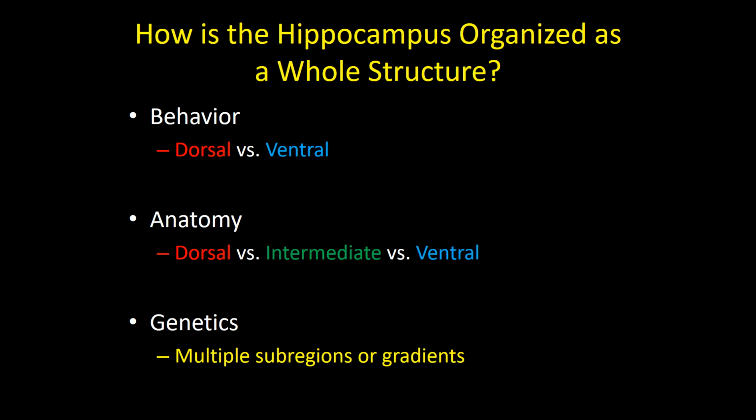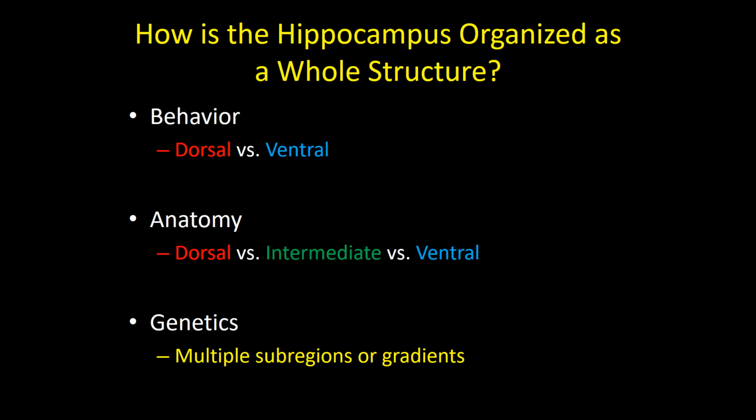The behavioral neuroscientists have proposed a dorsal-ventral dichotomy, anatomists have focused on a tripartite gradient, and gene expression and transcriptomic studies have identified multiple subregions or gradients across the hippocampus. The goal of my research is to try to bridge the gaps between these fields of neuroscience, to try to understand how to synthesize these different modalities and understand multi-scale organization in the hippocampus.